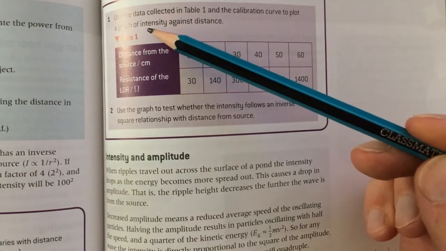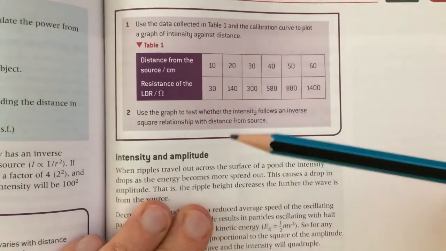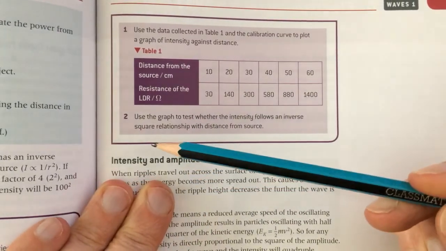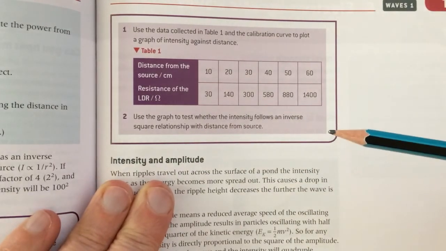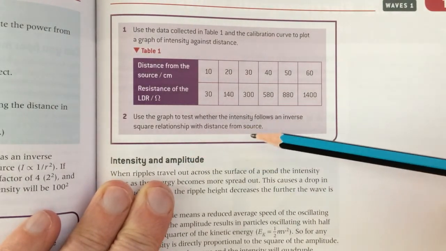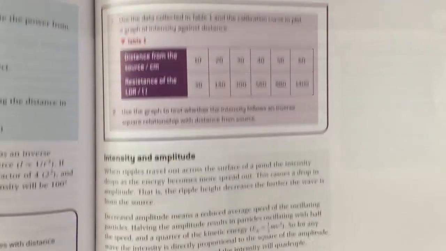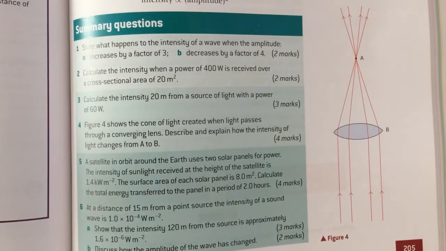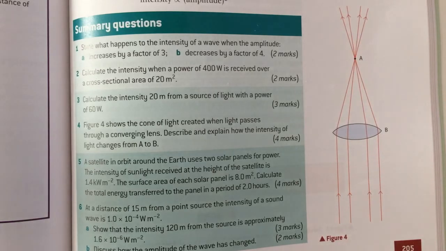So then you have a series of values for intensity and distance. Plot the graph, and from your graph, analyze the graph and check whether the intensity follows an inverse square relationship with distance from the source. It should do. Then do these questions, hand them in to me on Show My Homework, and that's that.